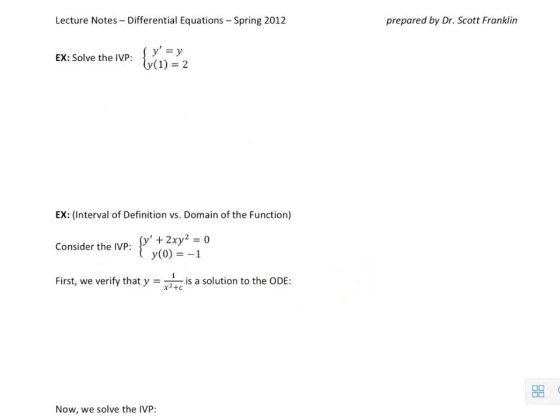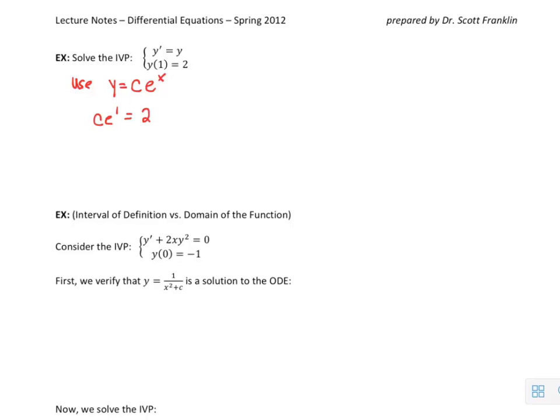Okay. So let's try the next one. Again, we're going to start with y prime is equal to y. Now I'm going to use y of 1 is equal to 2. So a slightly different initial condition. So we'll have the same solution in terms of the solution to the differential equation. y is equal to c e to the x. Now the question is, what's the specific or unique solution to our initial value problem?